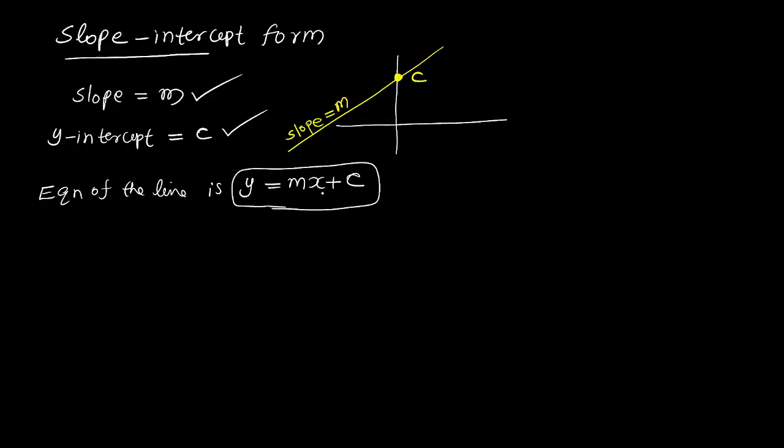This form is very, very important. The slope-intercept form is y equal to mx plus c, where m is the slope and c is the y-intercept. So please write down.